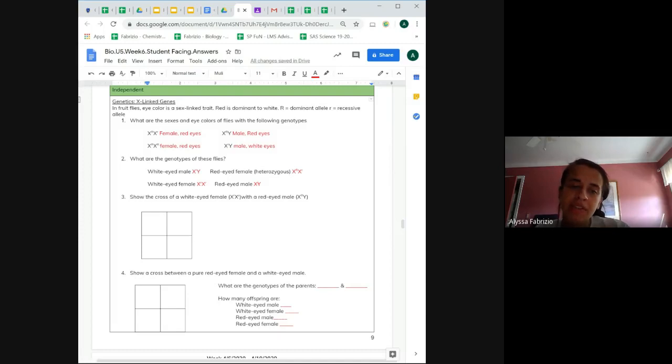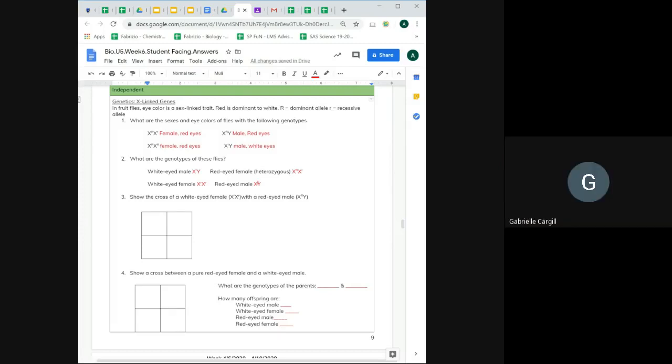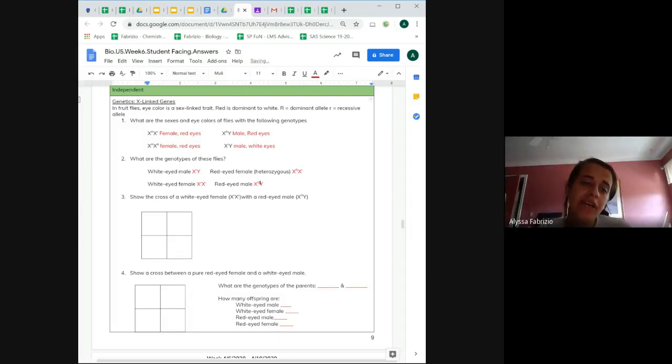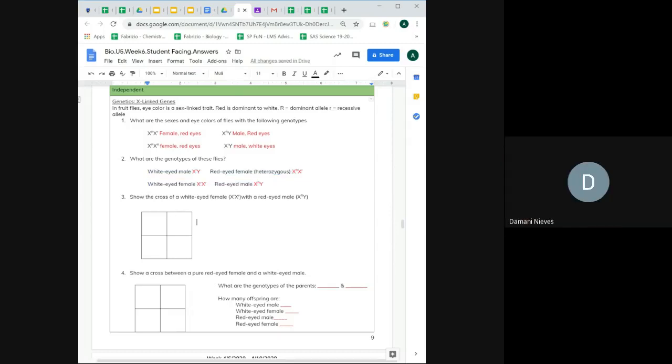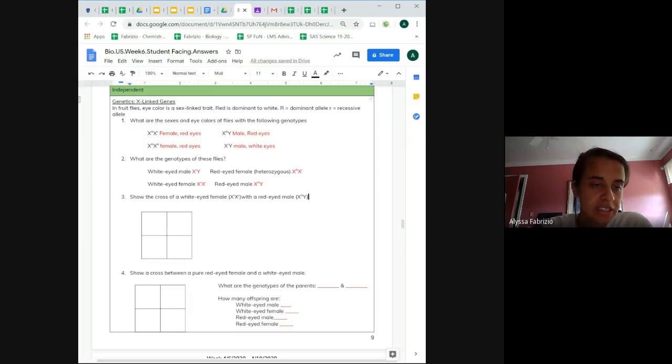Does it be capital or lowercase? It's lowercase. Capital. Very good. Okay, so that's all set.